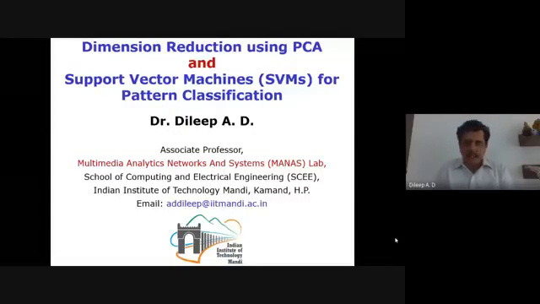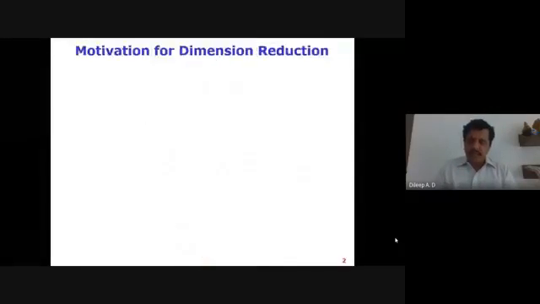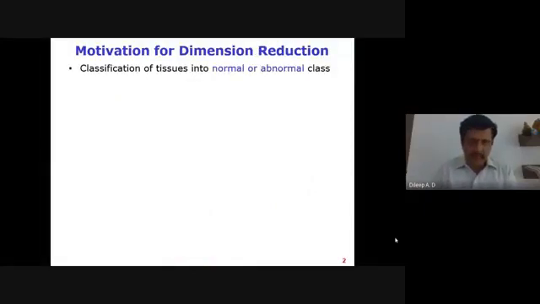So one of the popular classifiers is the support vector machine. I'll try to cover this support vector machine, giving the essential technical background associated with that. Okay, so with this, if you go further, let us try to see why dimension reduction is needed, and what do you mean by dimension reduction?